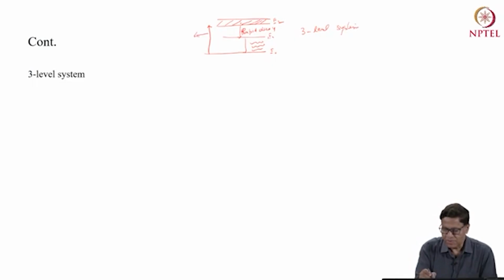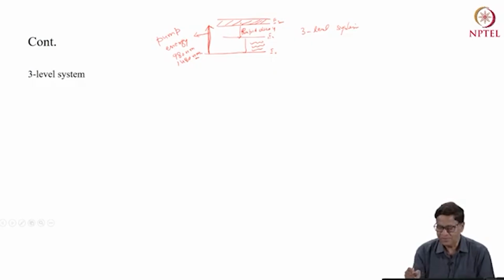and this is actually the pump energy, and this corresponds to this frequency or this wavelength. So typical pump energy which is used is in 980 nanometers or 1480 nanometers. There are different wavelengths which are possible. That depends on the material which you're using.